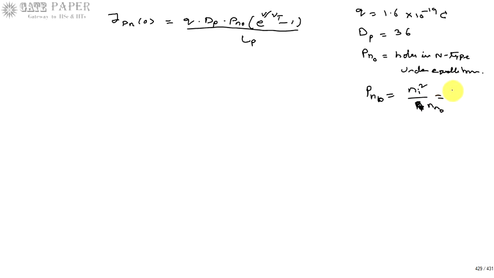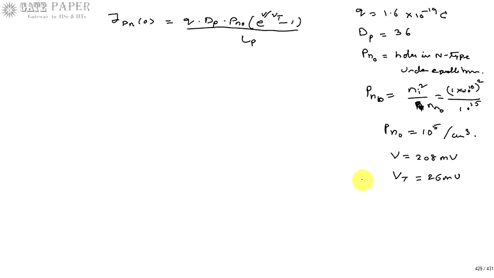Okay, so Ni square is nothing but 1 into 10 power 10 whole square, Ni it has given, divided by Nn. Nn is nothing but electrons in N type. Electrons in N type it has given 10 power 15. So 10 power 20 divided by 10 power 15. So you will get Pn naught is equal to 10 power 5 per centimeter cube. So Pn naught is also known, and V is given as 208 millivolts, and Vt 26 millivolts, and LP is nothing but the diffusion length of holes.